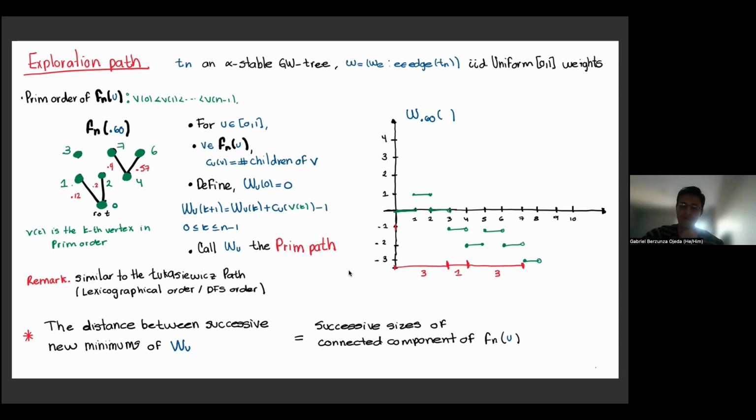Okay, people here might recognize that this is very close to another random walk you can define associated to this type of forest, which is the Lukasiewicz path. And it's defined exactly the same way. The only difference is that instead of considering the prime order on the vertices, you consider the lexicographical, depth-first search order of the vertices.